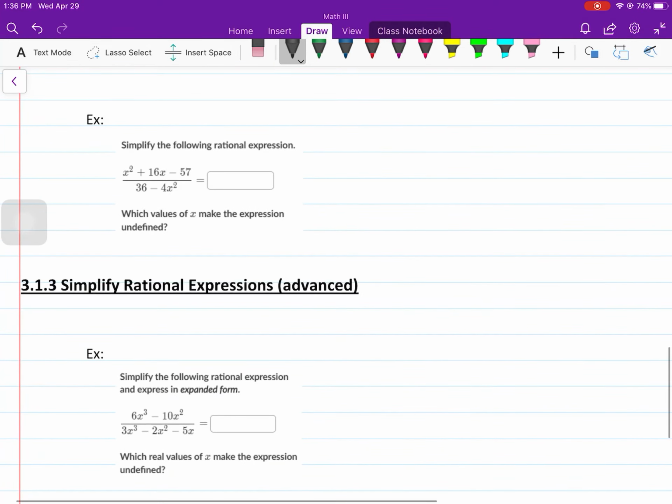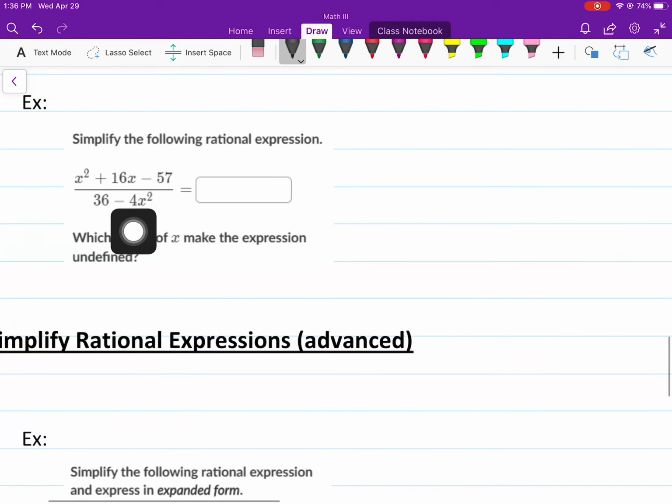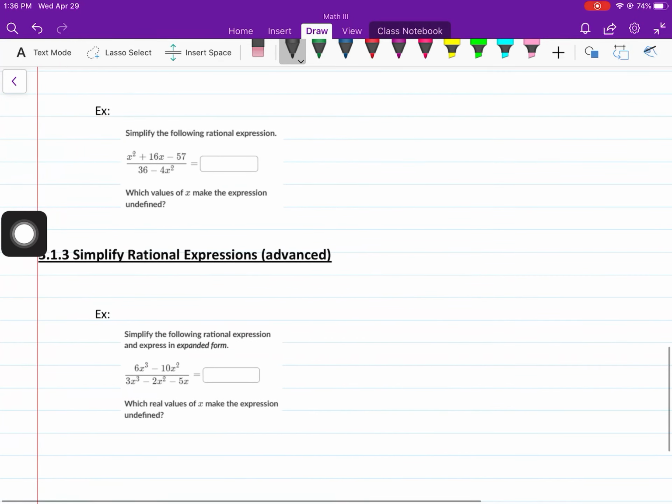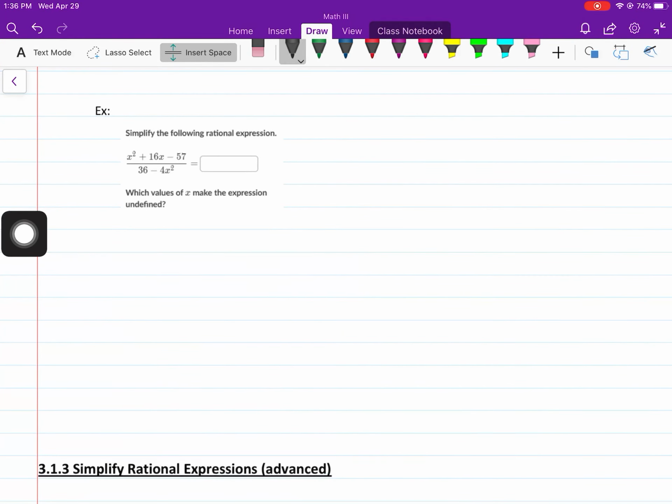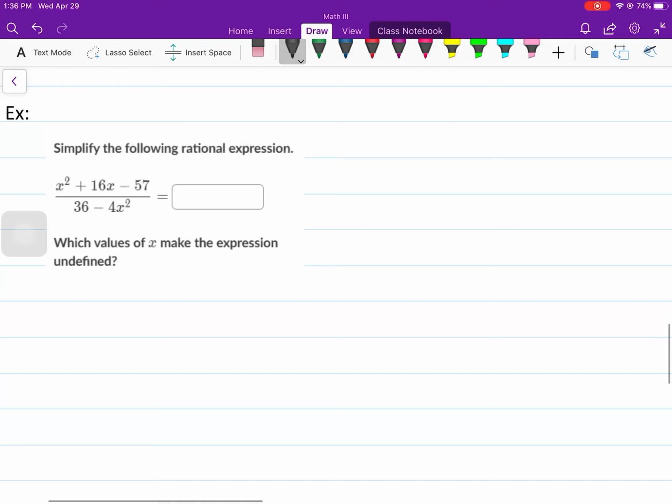And for another example, I thought I would do this one just because it's a little bit more complicated on the bottom part here with the 36 minus 4x squared. Let me move this down a little bit so we're not distracted. So on the top part, let me just rewrite this. So we have x squared plus 16x minus 57. We'll figure that one out in a little bit.